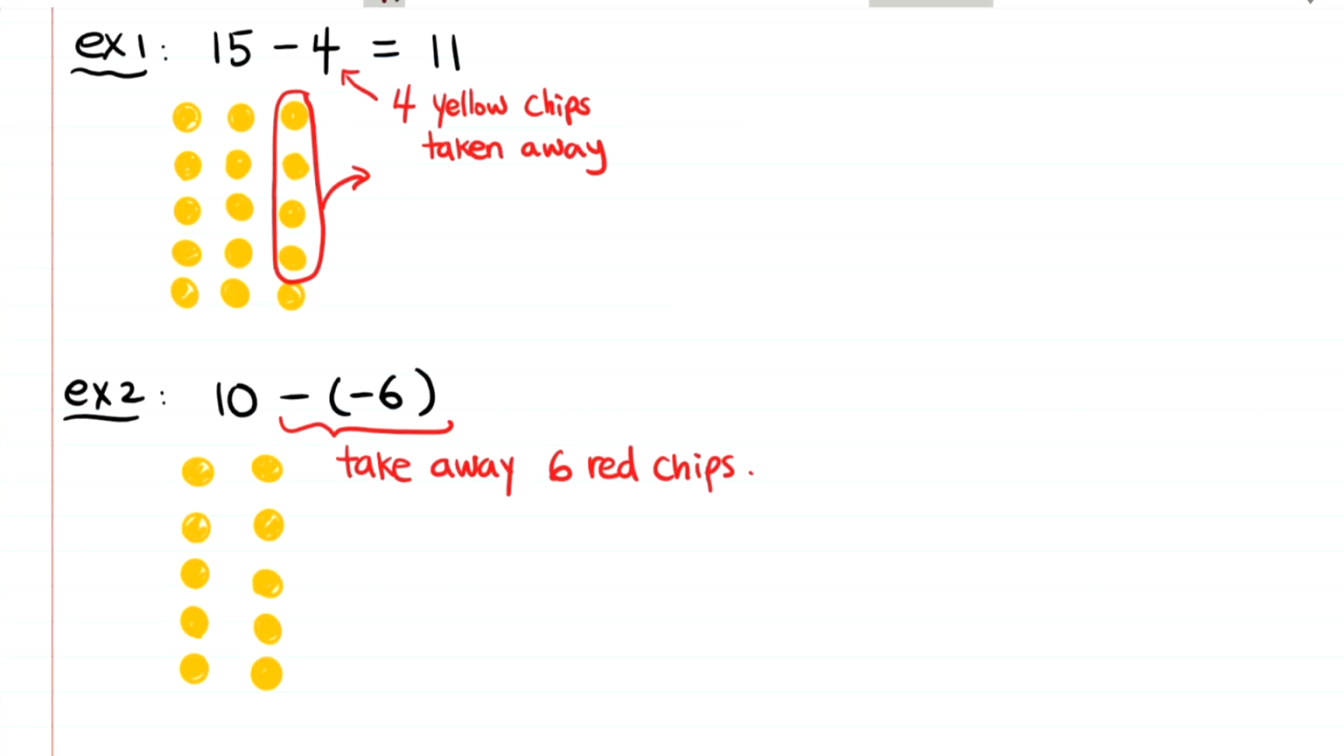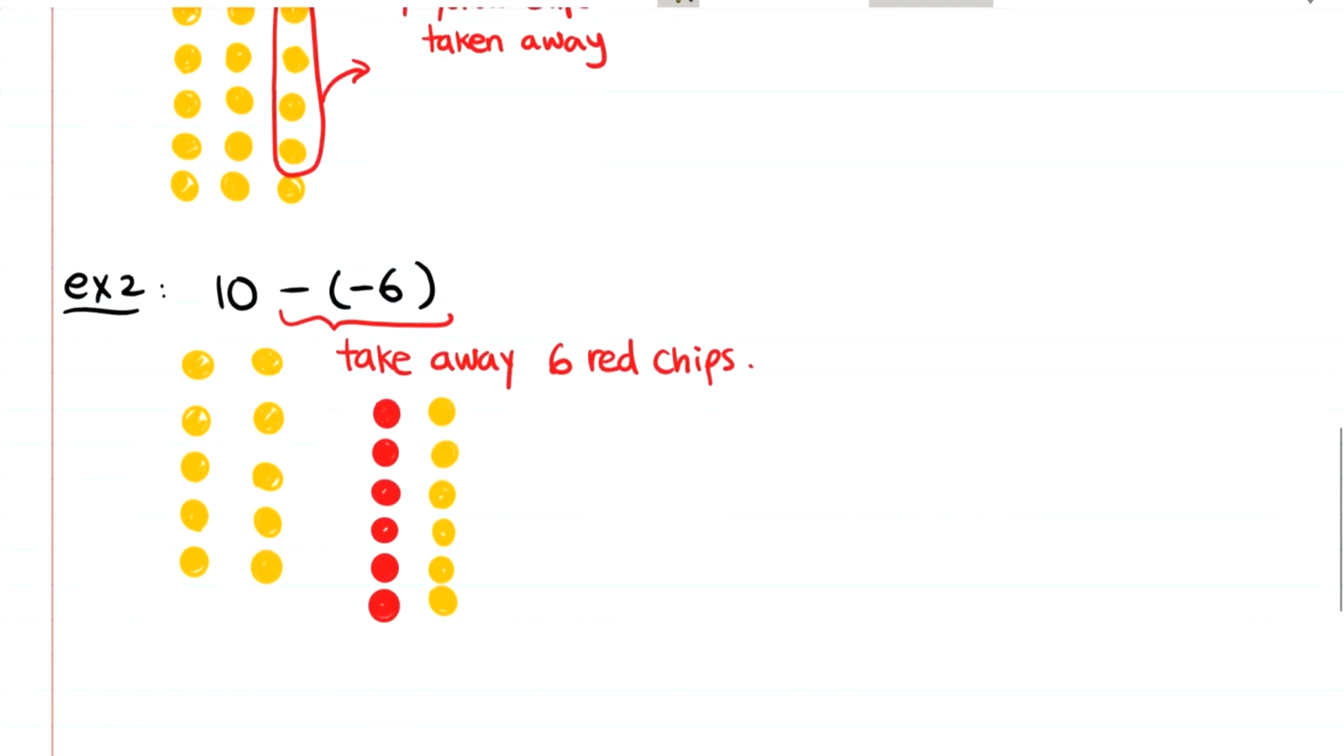So what we're going to do is make some manipulations to this diagram. In order to take away 6 red ones, we're going to add 6 red: 1, 2, 3, 4, 5, and 6. Okay, so these are the red ones. That way we can take away the 6. But not just the red ones, we are going to add 6 yellow ones as well. And why do we do that? So that we don't change the value. These are called zero pairs.